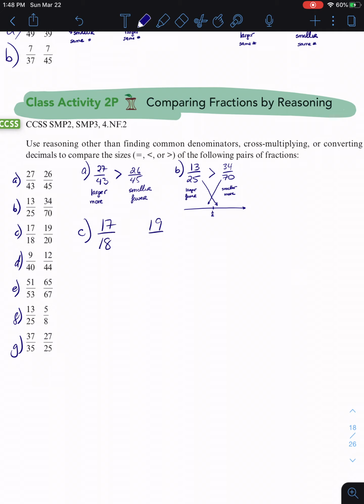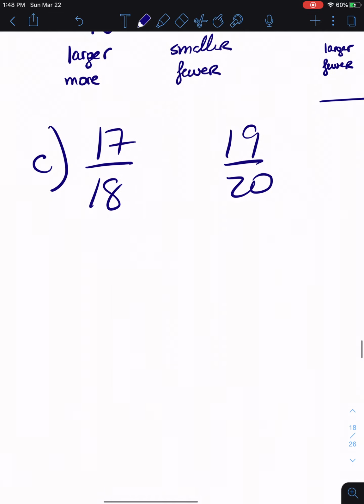17/18ths and 19/20ths. And then for D, we have 9/40ths and 12/44ths. So let's see if we can make sense of these.